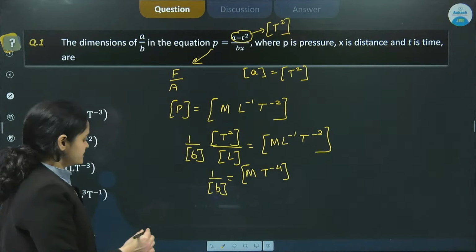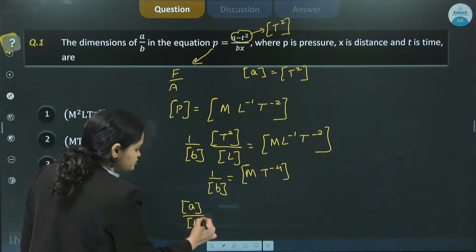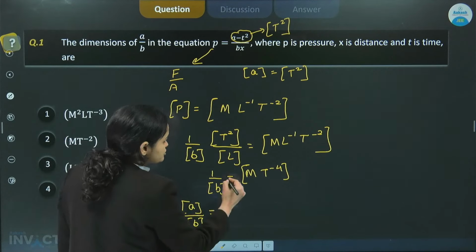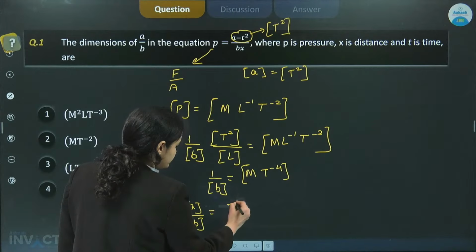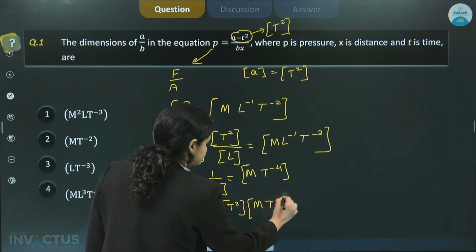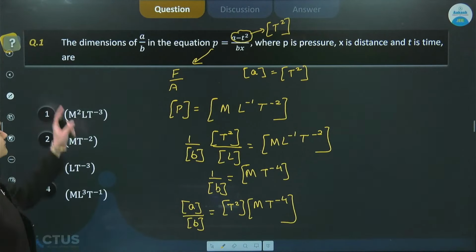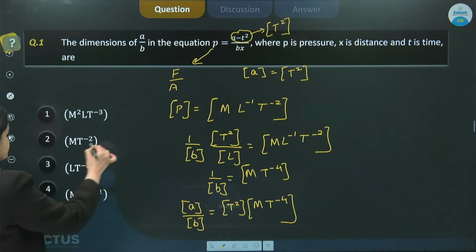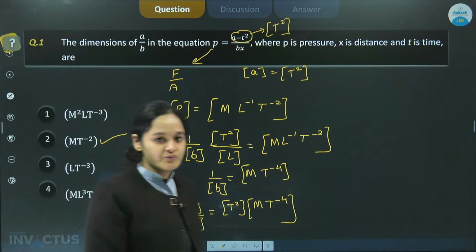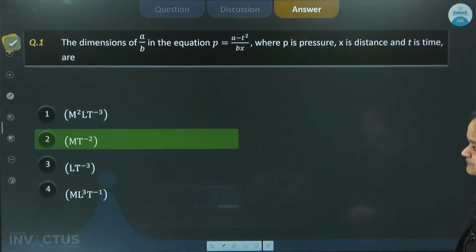Now we are supposed to find out the dimension of A by B, so we can just multiply these dimensions. So this turns out to be T to the power 2 and m T to the power minus 4. So the dimension of A by B is turning out to be m T to the power minus 2. Let's check the answer. So this is the answer for the first part.